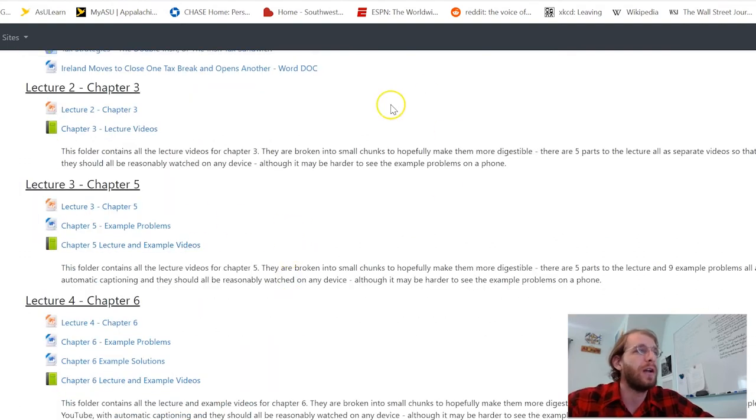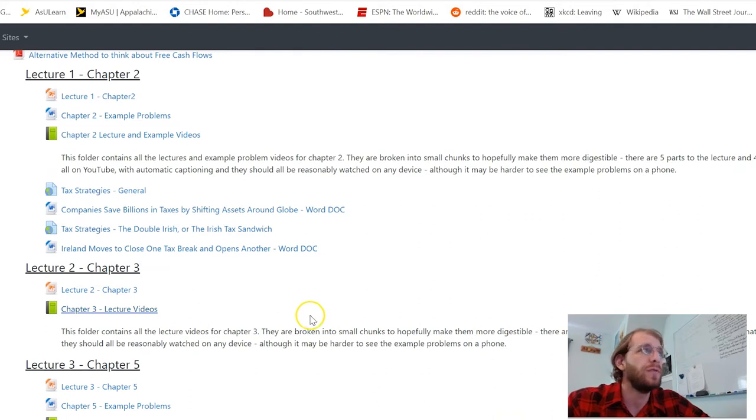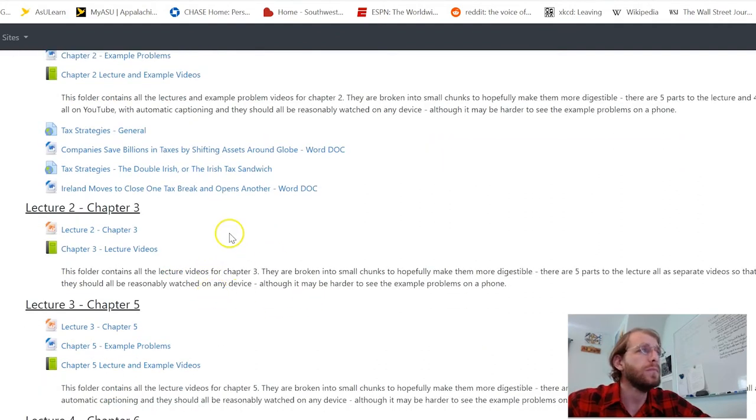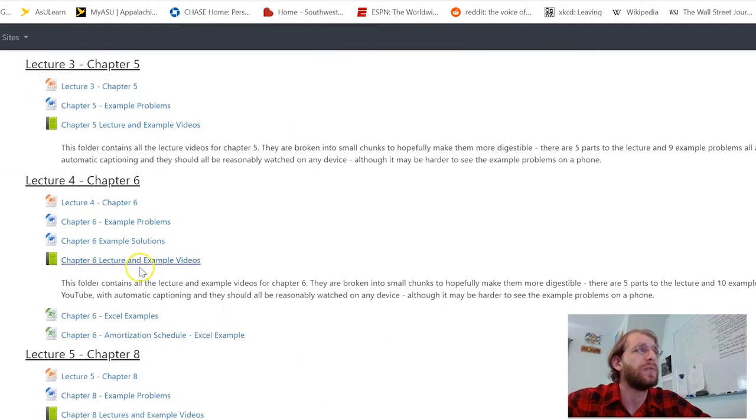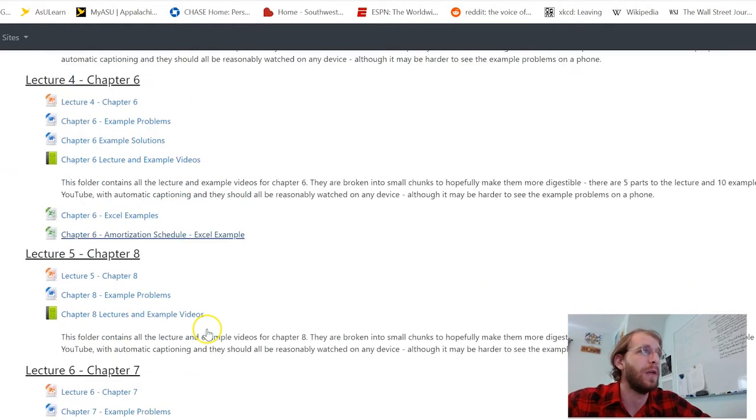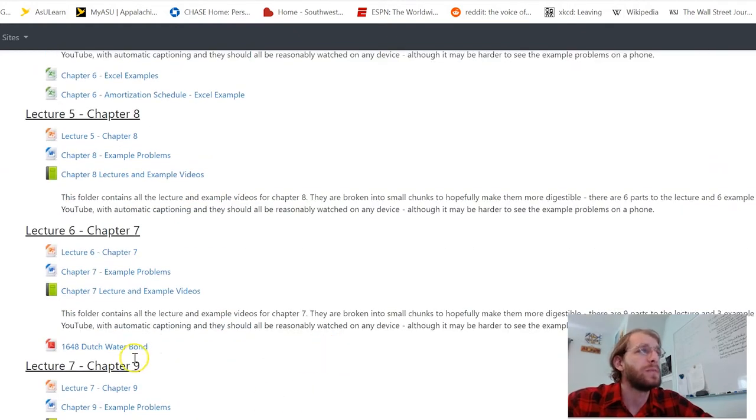Now, that's not true on every single lecture, but I try to do some of that. There are always example problems and lecture videos. In some of the chapters, we have Excel examples, and we'll talk about those, and have lecture videos that cover those. Sometimes I have other documents, other things.